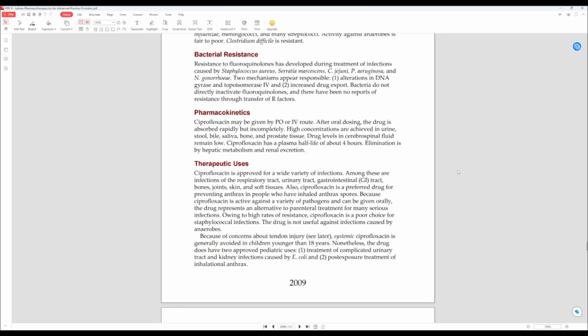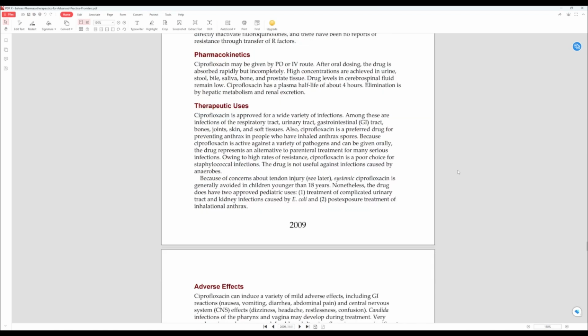Which brings us to bacterial resistance. Resistance to fluoroquinolones has developed during treatment of infections caused by Staphylococcus aureus, Serratia marcescens, C. jejuni, P. aeruginosa, and N. gonorrhea. Two mechanisms appear responsible: alterations in DNA gyrase and topoisomerase 4, and increased drug export. Bacteria do not directly inactivate fluoroquinolones, and there have been no reports of resistance through transfer of R factors.